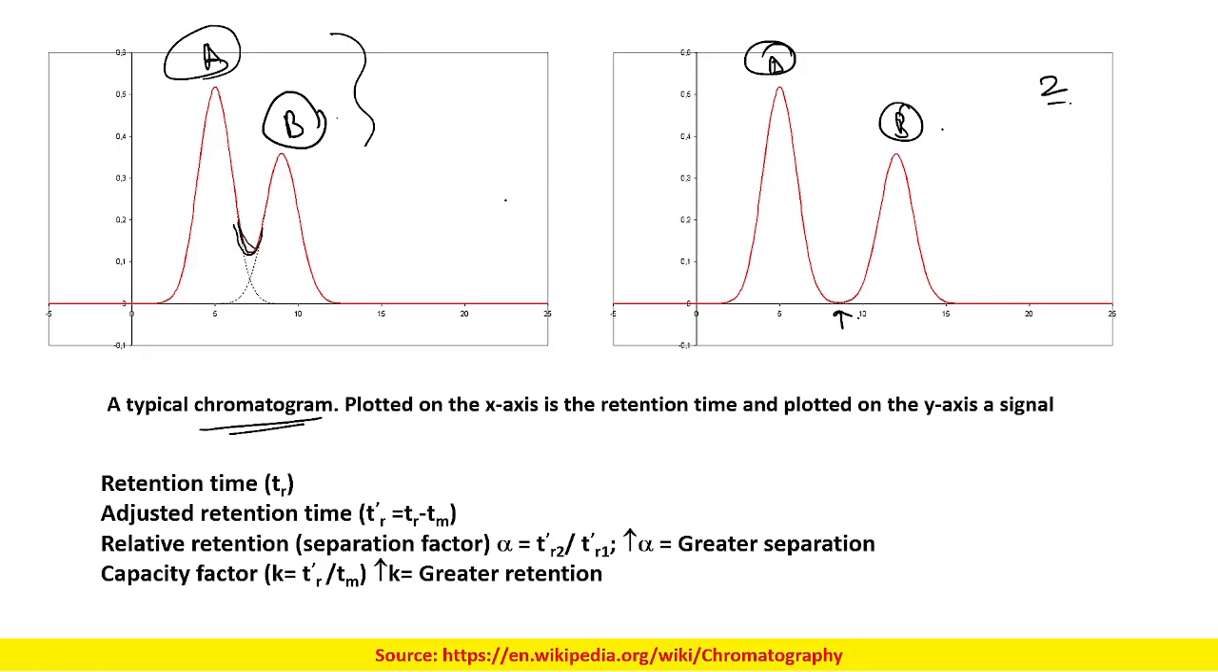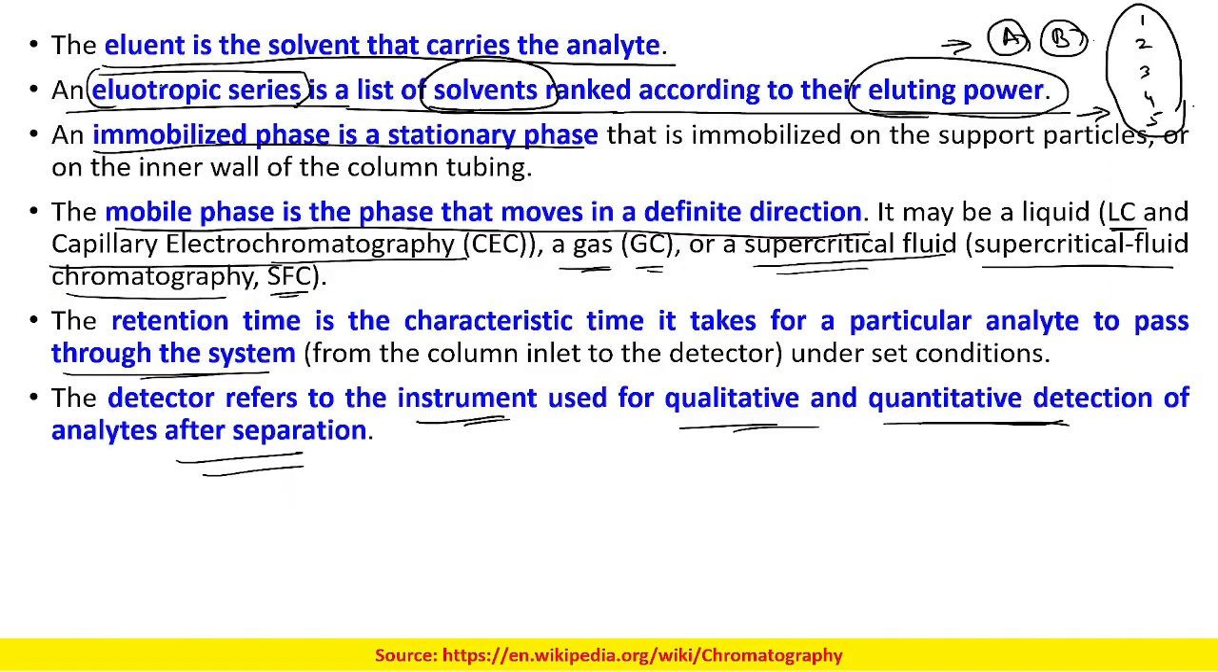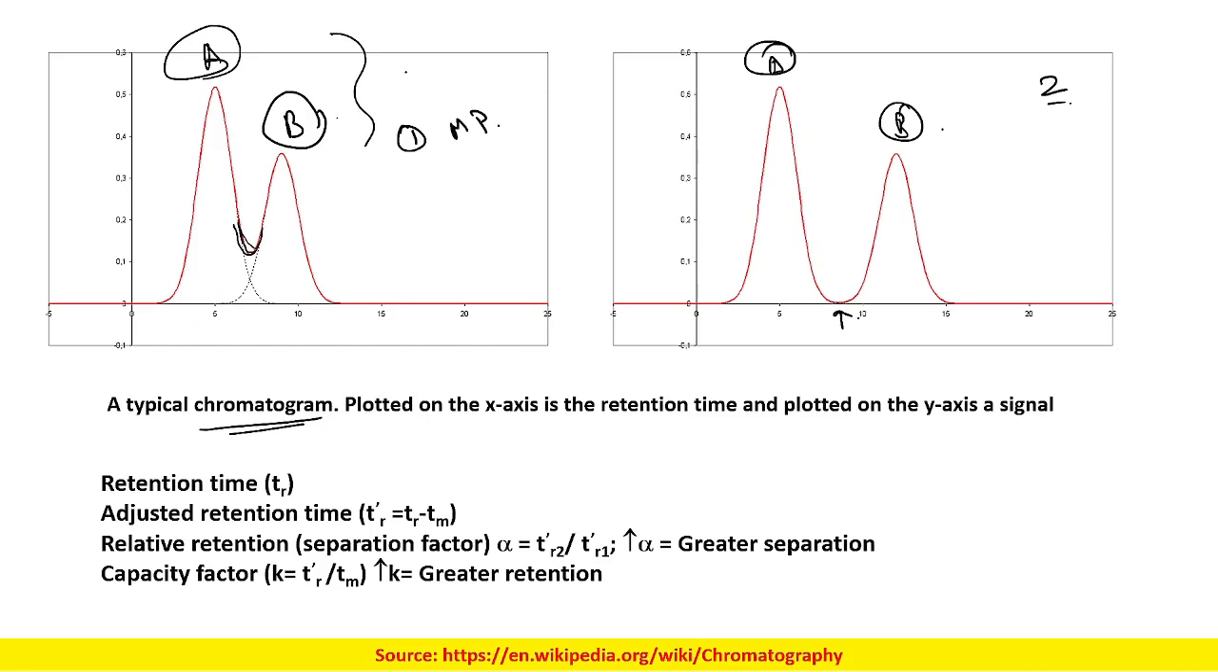Now, what are the factors which we can play with? The first factor is the mobile phase. As I told you, you can take the help of the eluotropic series to change the mobile phase. By changing the mobile phase, you are playing with the partition coefficient or distribution coefficient of the system. By changing this coefficient for a particular solute, you are basically changing the affinity towards the mobile phase and the stationary phase, and by using a proper mobile phase, you can achieve proper separation of the analytes.